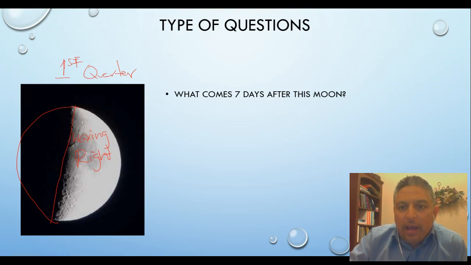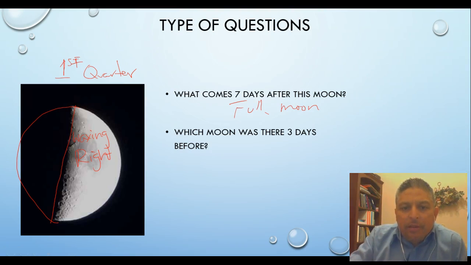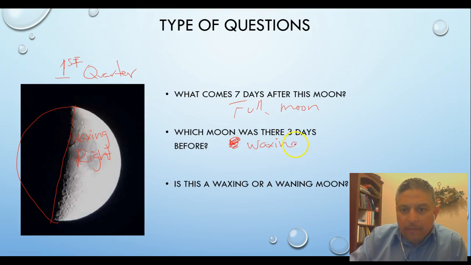What comes 7 days after this moon? Okay, 7 days after, we know we can have a full moon. Which moon was there 7 days before? Now, 7 days before, we should have, before this, 7 days before will be, this is going to work. Well, I'm sorry, it's not 7 days before, it's 3 days. 3 days is waxing crescent.